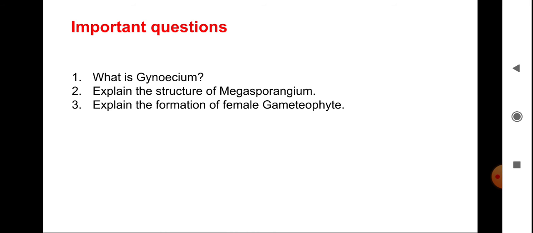Related to this microsporogenesis and megasporogenesis, I will explain it to you in the next class. Overall, I will explain to you with the video.